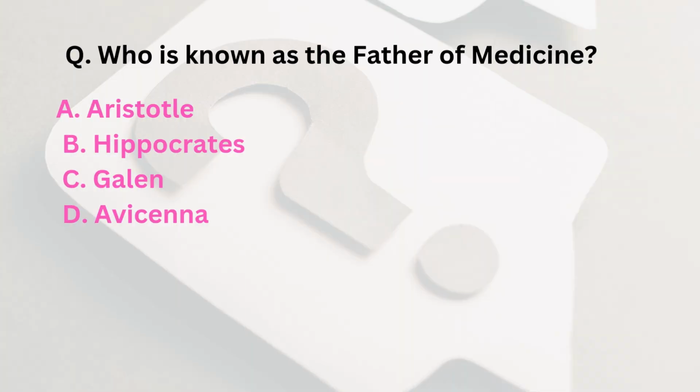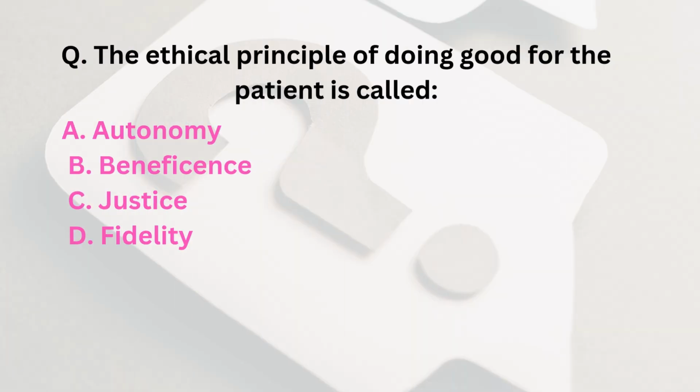Next question. Who is known as the father of medicine? Options are Aristotle, Hippocrates, Galen, Avicenna. Here the answer is B, that is Hippocrates. Hippocrates was a Greek physician. He is considered as the father of medicine. Next question. The ethical principle of doing good for the patient is called autonomy, beneficence, justice, fidelity. The correct answer is B, that is beneficence. Other options are also ethical principles. Here, the principle of doing good for the patient is beneficence.